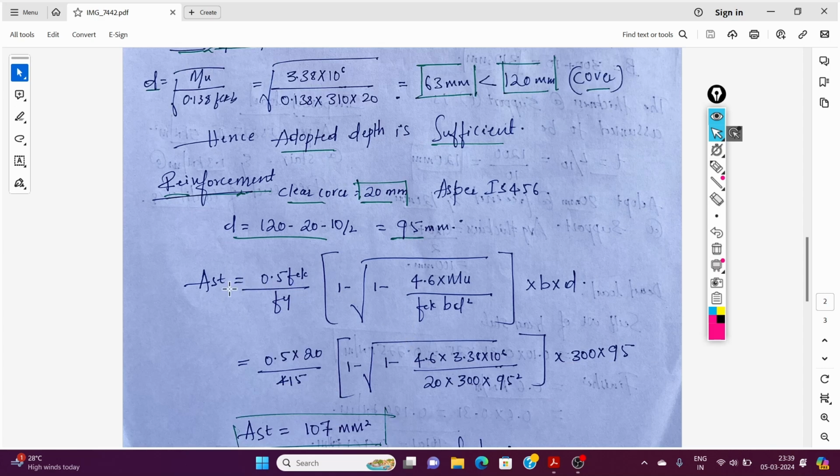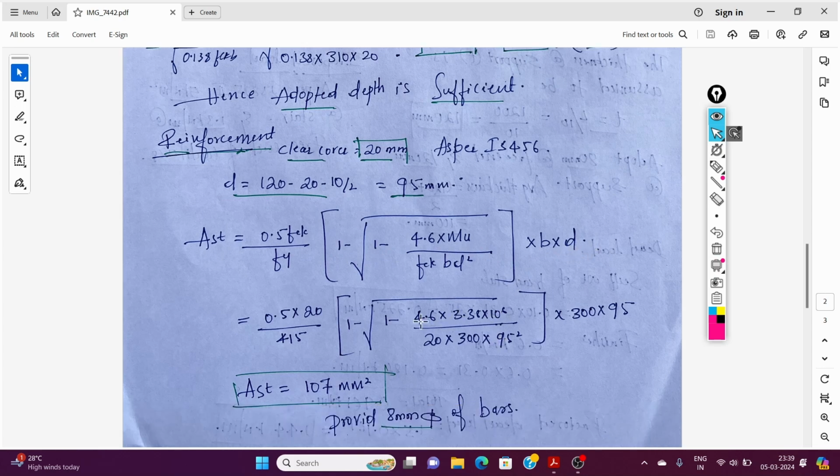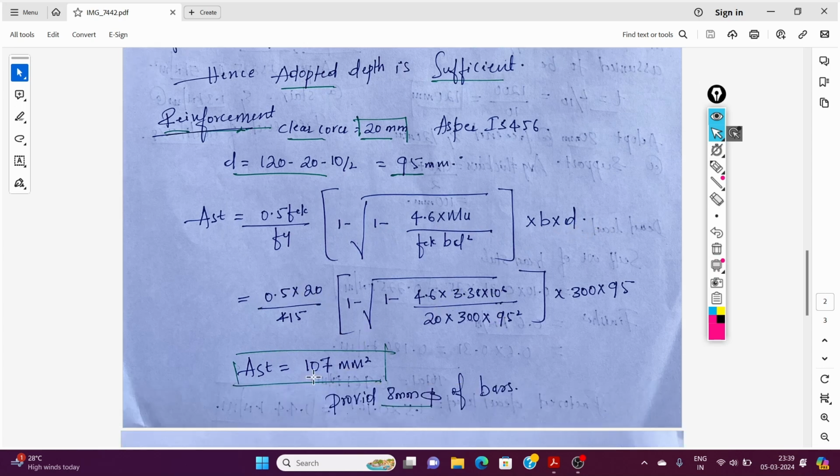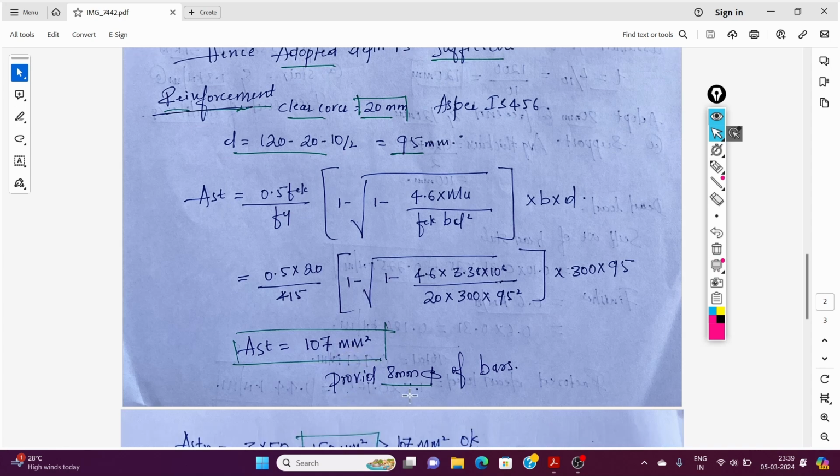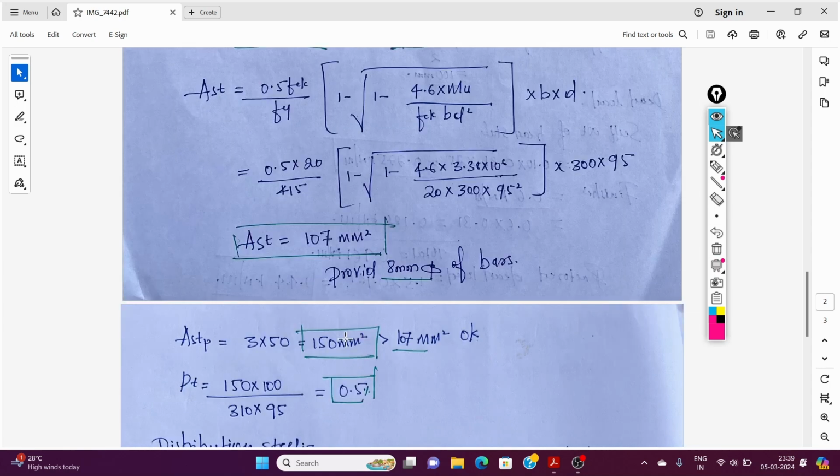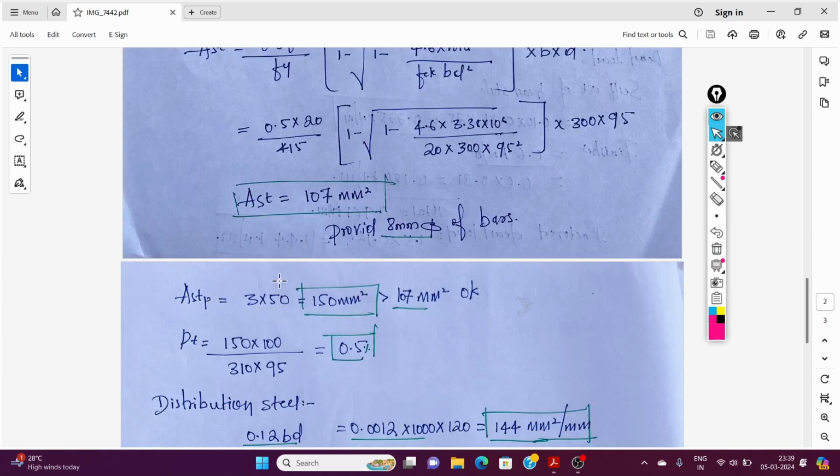Okay. So here we have a formula for reinforcement. Ast, area of steel, 0.5 fck by fy. Put the values, all the b into d, everything. So we'll get Ast 107 mm square. Provide 8 mm diameter bar, 3 of 8 mm diameter bar.